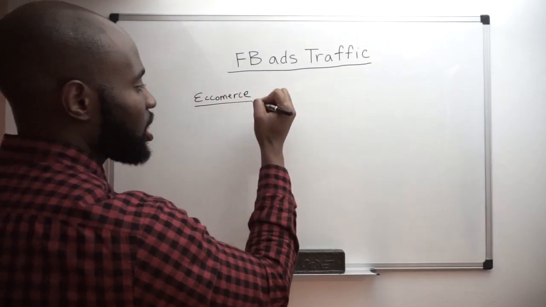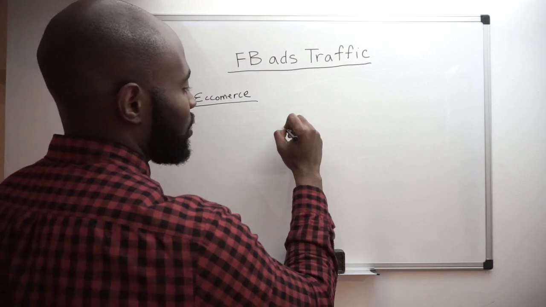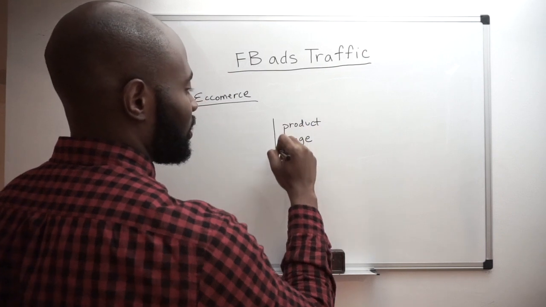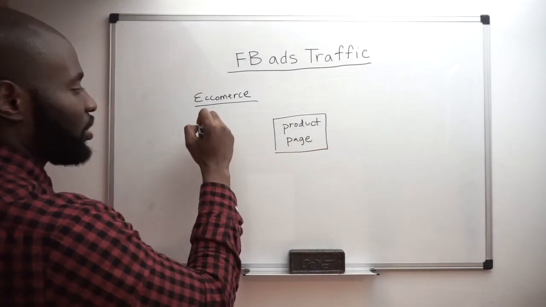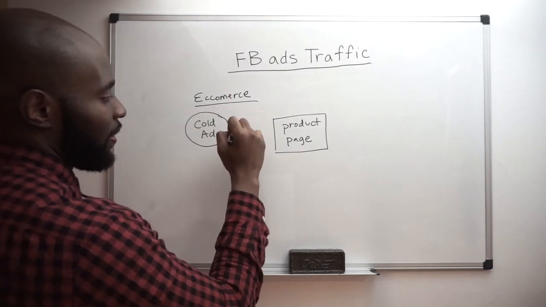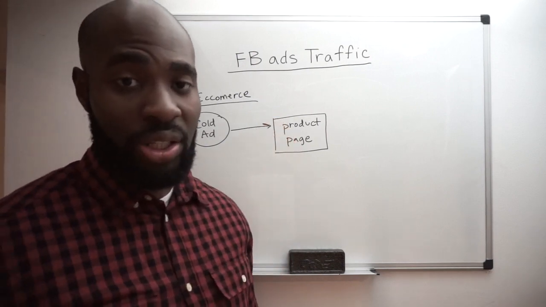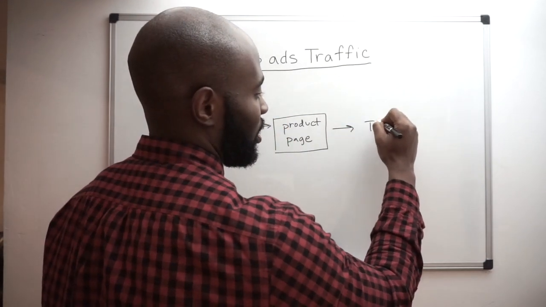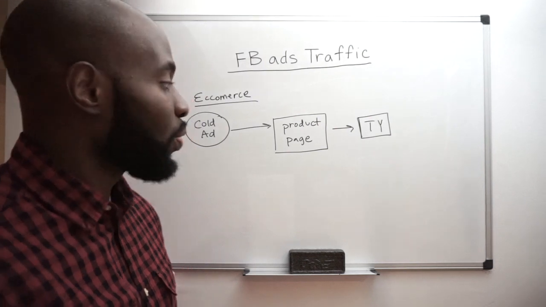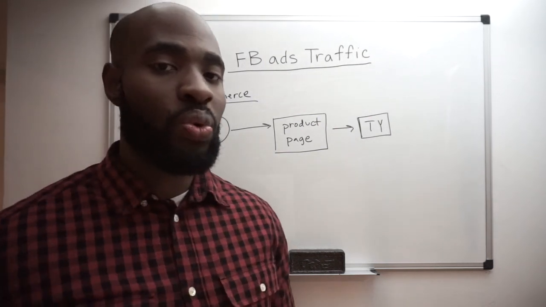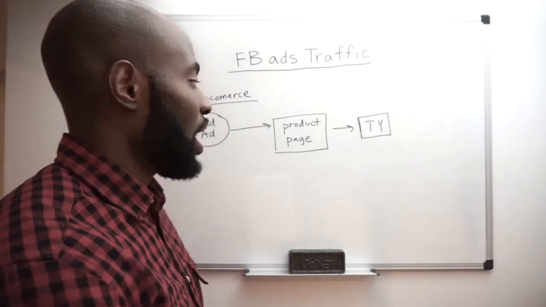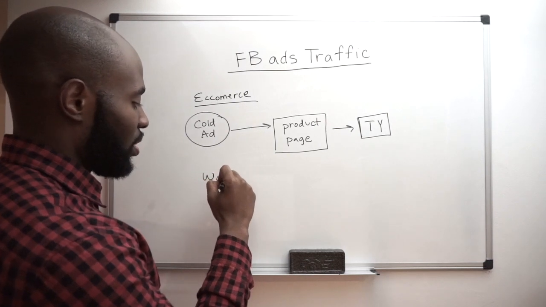Okay, so the e-commerce model is really simple here, right? You have your product page where you're selling your product, and then you have your ad. You have your cold traffic, your cold ad, which is what you're going to start with. You're sending them directly to your product page, and then hopefully they go to your thank you page after you make a sale. Now, this is where everybody's going to start regardless. If you already have data, if you've already been running ads, you may have warm traffic already, and you can also run warm ads to them as well.